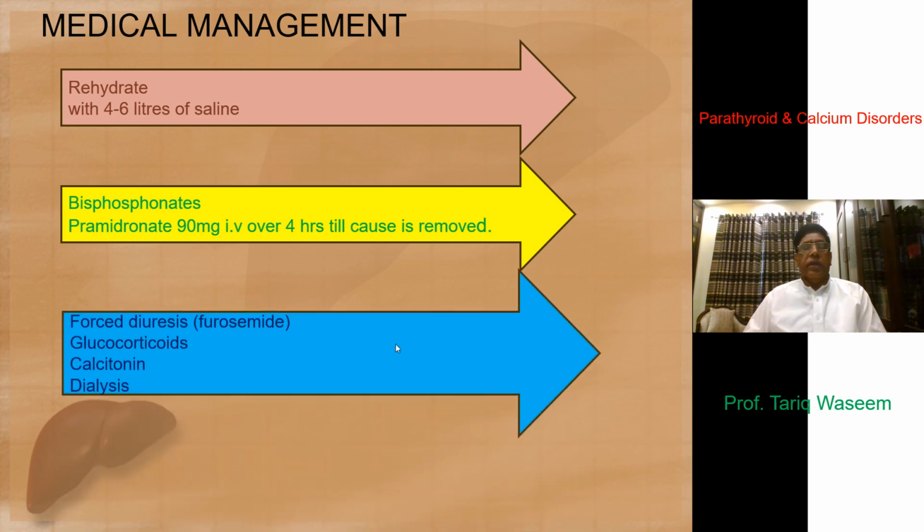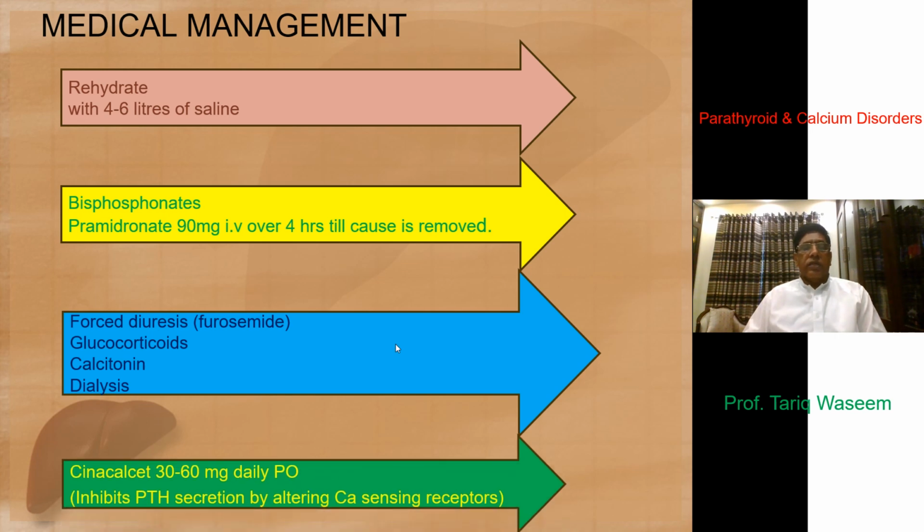If you diurese them, again that would help in removing more calcium, and similarly the glucocorticoid steroids move calcium from the blood back into the bone. Calcitonin is again an agent which, as we already showed in calcium homeostasis, moves calcium back from the extracellular space into the intracellular space and particularly into the bone. And finally, sometimes for malignant hypercalcemia, you might have to go for dialysis.